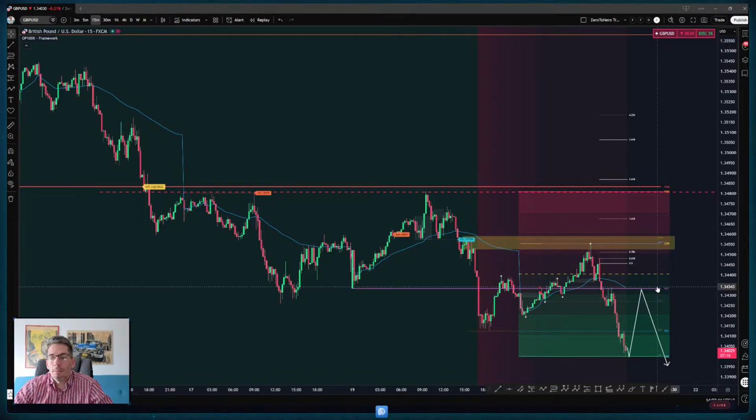Let's see. If we have a pullback, we can try it. If not, we'll skip it. We'll wait for the next setup.